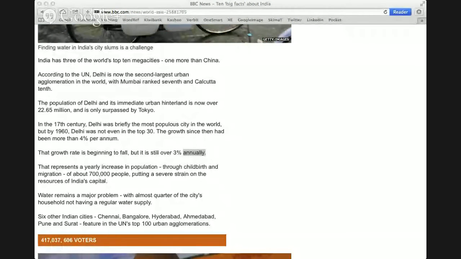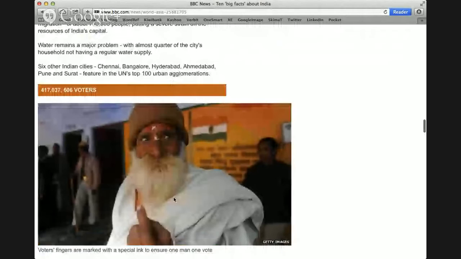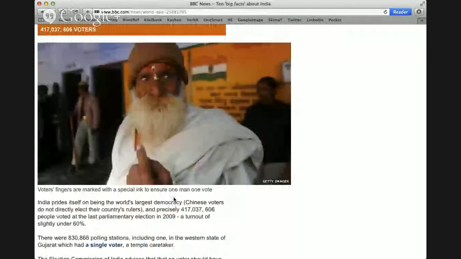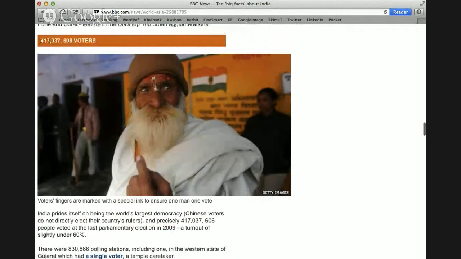So we're going to go down to the next point, guys. And this is about the number of voters in India. Would anyone like to attempt to read out that number in English? Somebody brave?